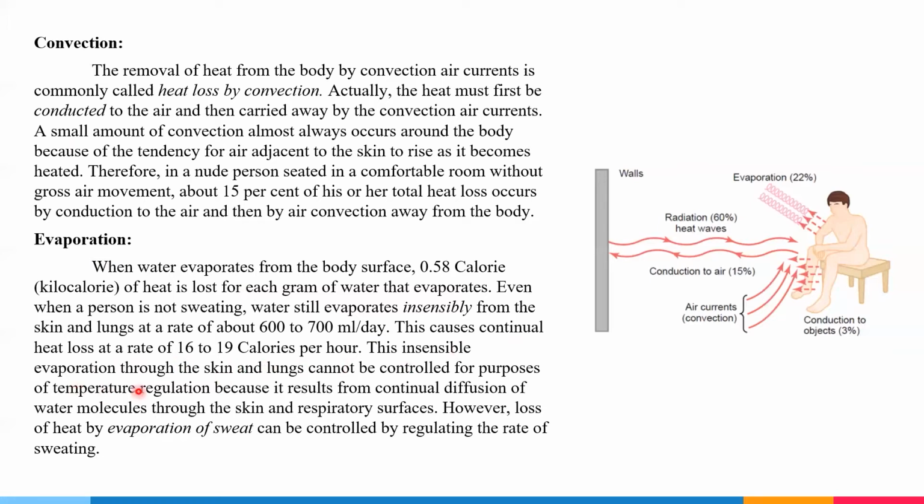This insensible evaporation through the skin and the lungs cannot be controlled for purposes of temperature regulation because it results from continual diffusion of water molecules through the skin and respiratory surfaces. However, loss of heat by evaporation of sweat can be controlled by regulating the rate of sweating. Sweating is a very important phenomenon which occurs in higher animals such as humans, which has allowed us to gain an evolutionary advantage over lower animals which can only lose their heat by a process known as panting. This is something that we'll look into in later slides.